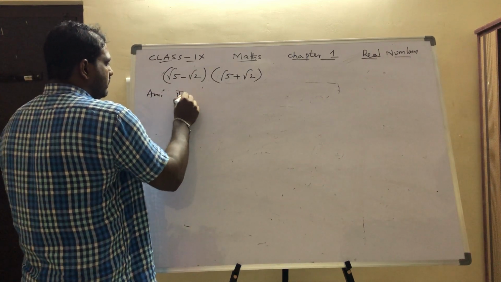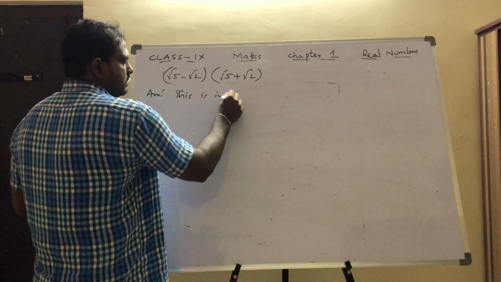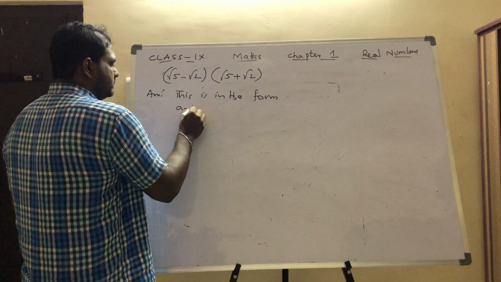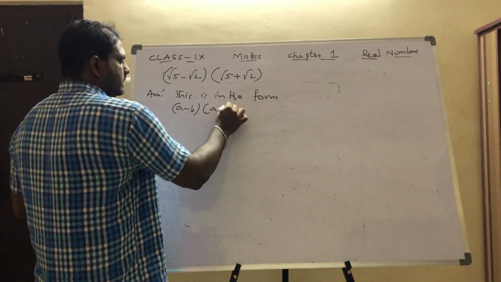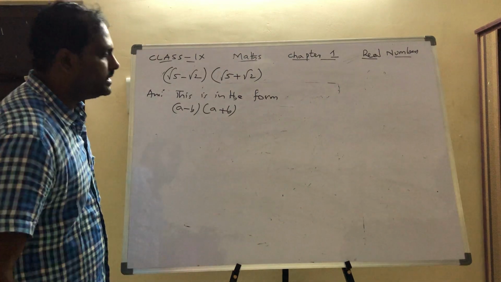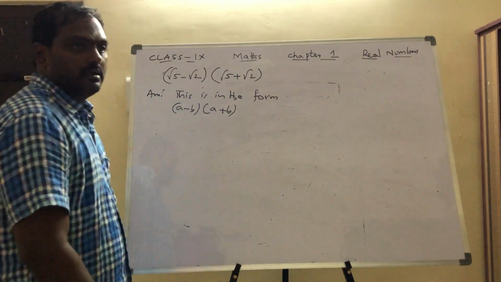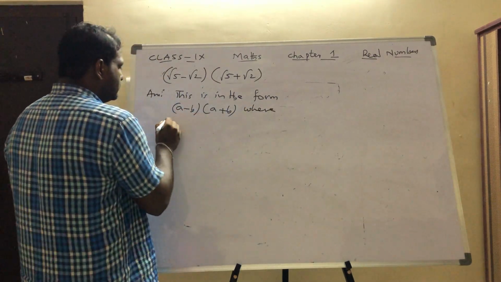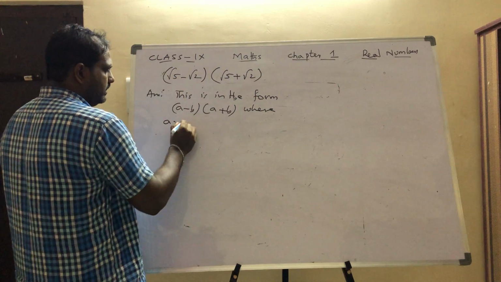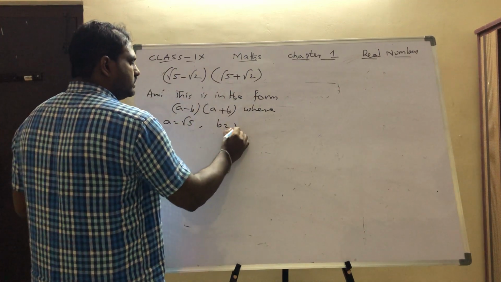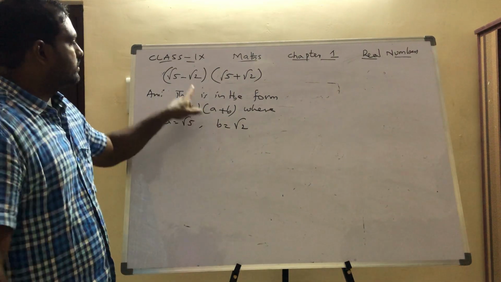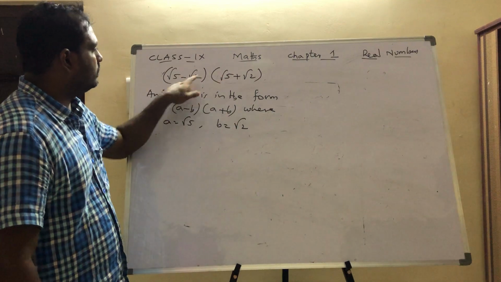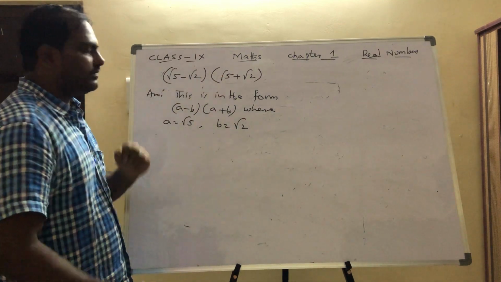This is in the form of a minus b into a plus b. You know what the formula is? a square minus b square, where a is equal to root 5 and b is equal to root 2. So look at this. Based on the question, we have to follow the steps. Root 5, root 5, root 2, root 2. Both are same. That's why I am following this method.